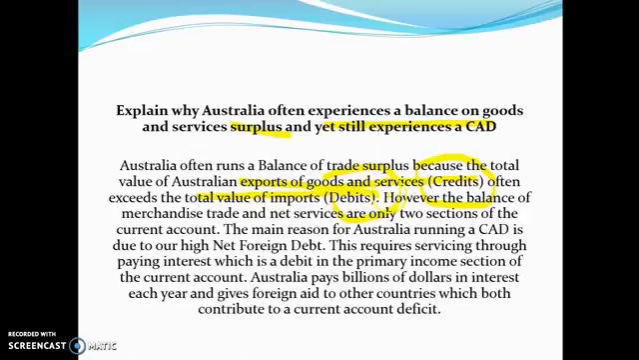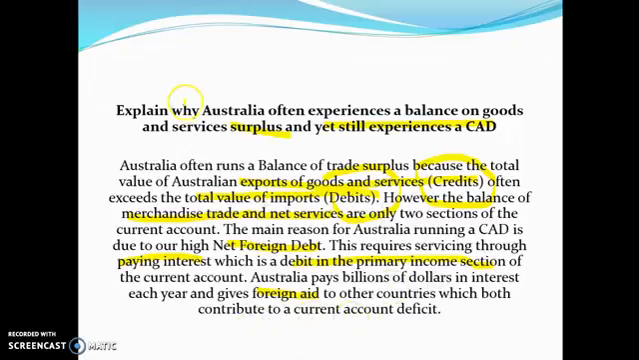However, the balance of merchandise trade and net services, which represents our balance of goods and services, are only two sections of the current account. So while they are sometimes in surplus, they're not the only things included in the current account. The main reason for Australia running a current account deficit is our higher net foreign debt. This requires servicing through paying interest, which is a debit in the primary income section of the current account. Therefore, Australia pays billions of dollars in interest each year and also gives foreign aid to other countries, which both contribute to a current account deficit.